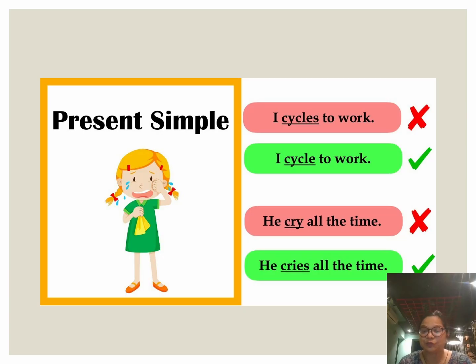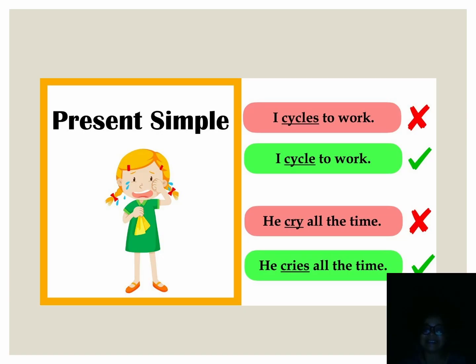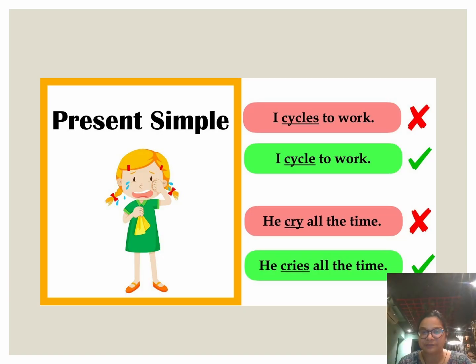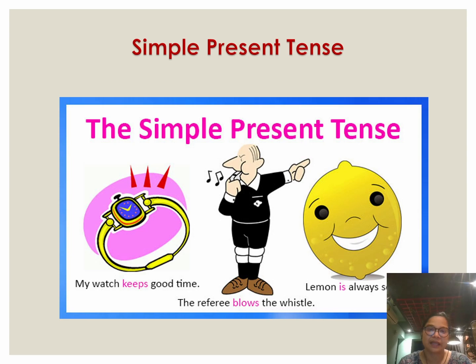"I cycles to work" you can see is wrong, because we have used s in the verb. "I cycle to work" means I go to my work by cycle. "He cry all the time." You see that it is wrong. It is written "he cries all the time," because he is third person singular number, that's why it becomes cries.